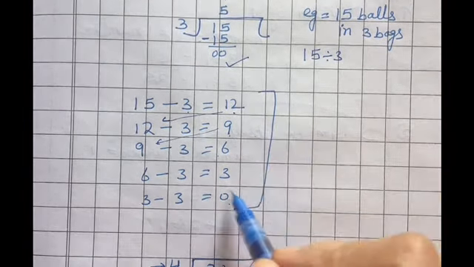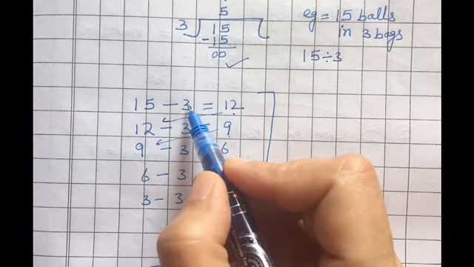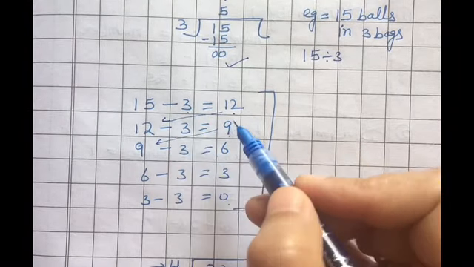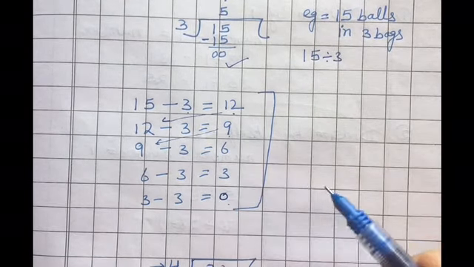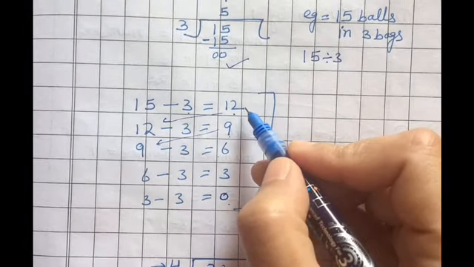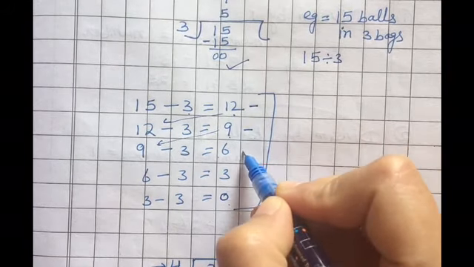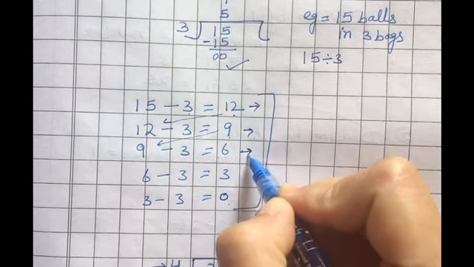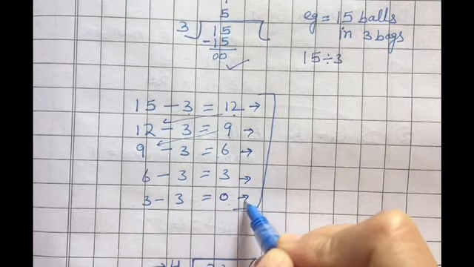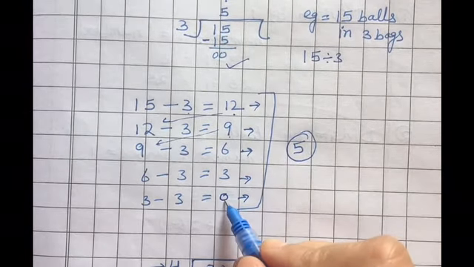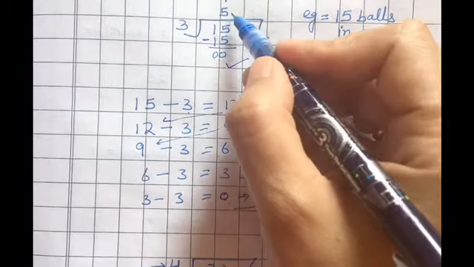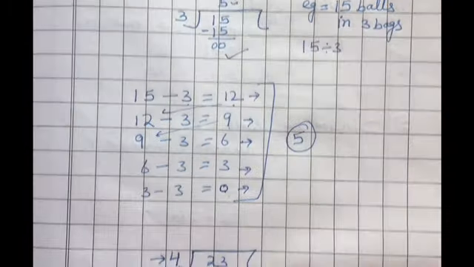So we are repeating and subtracting 3 again and again from our number till we get 0. So this way, how many steps are there? 1, 2, 3, 4 and 5. So in 5 steps we have got our answer 0. So that means 5 is the answer.